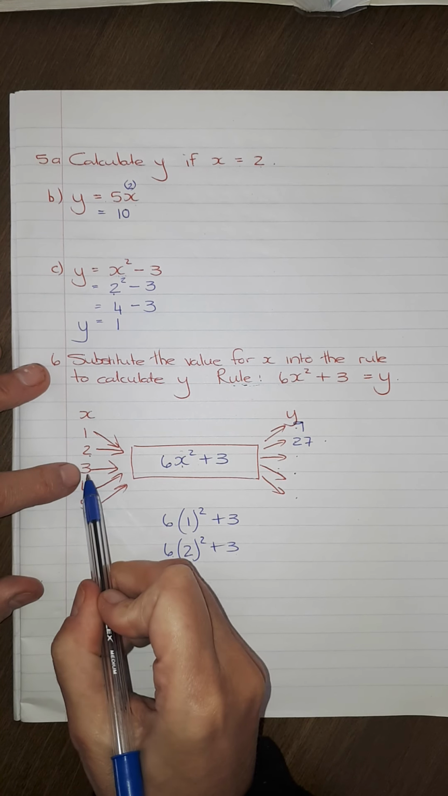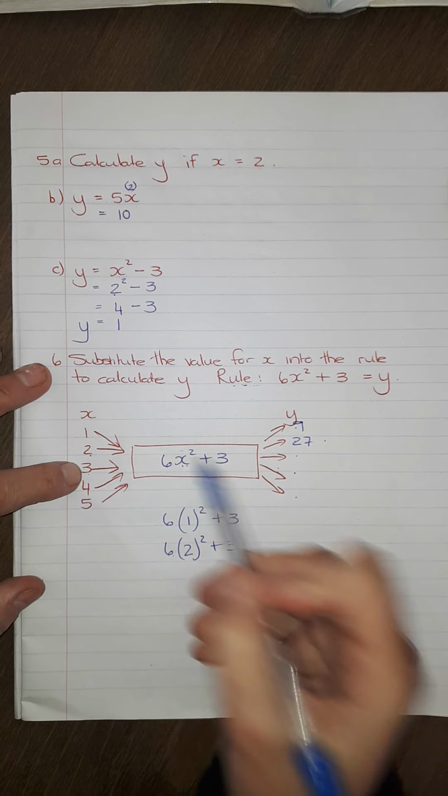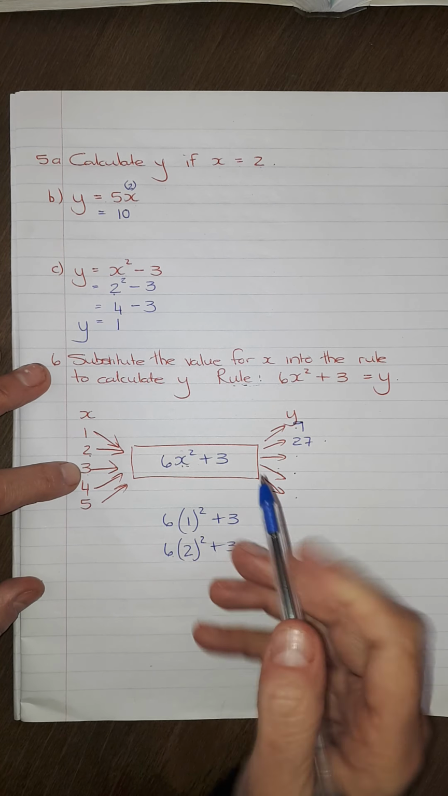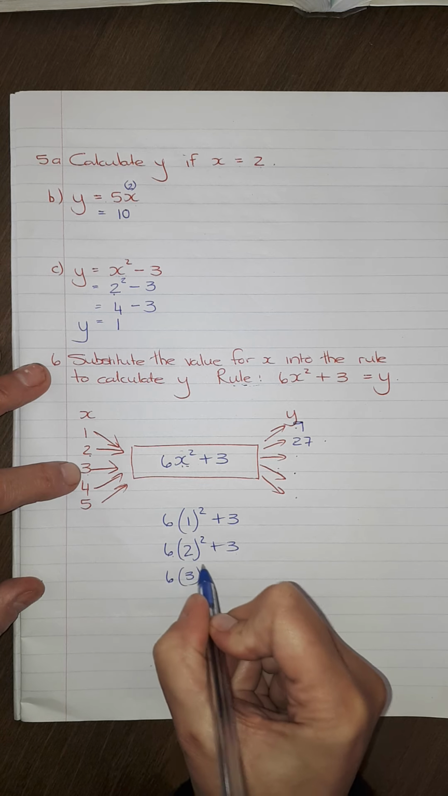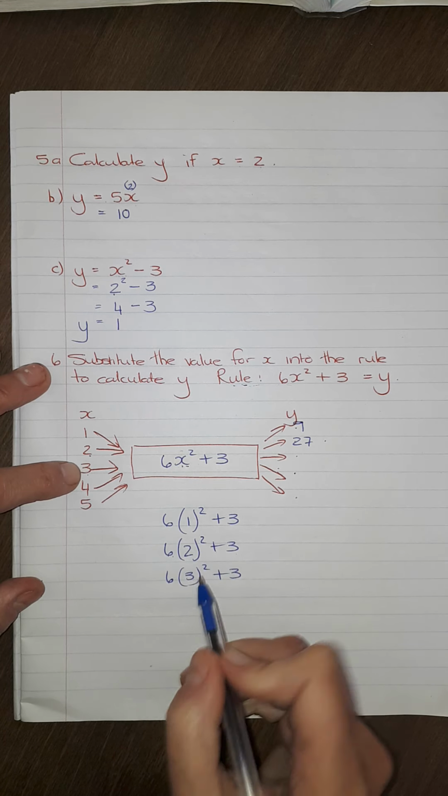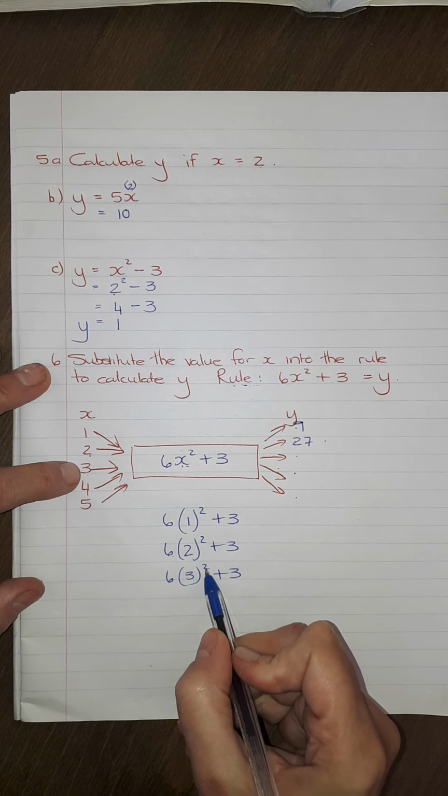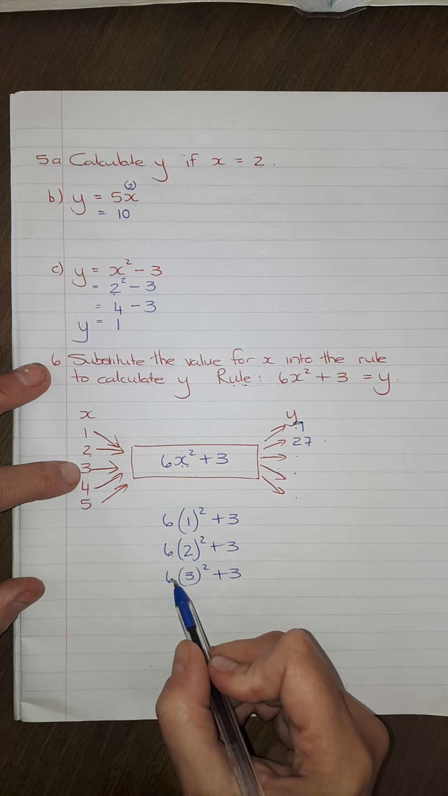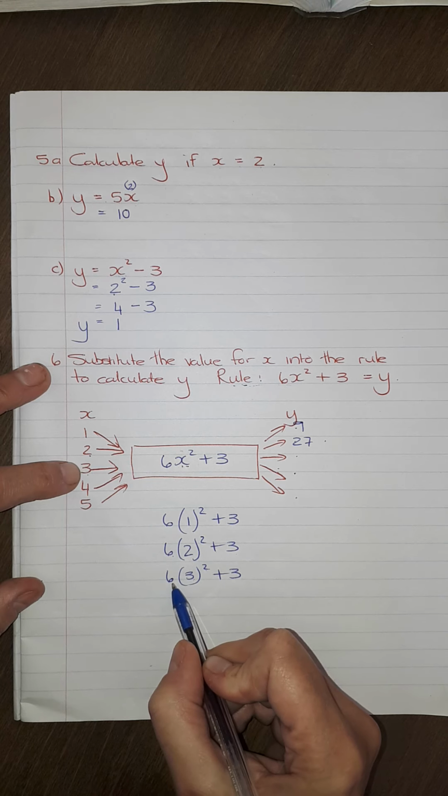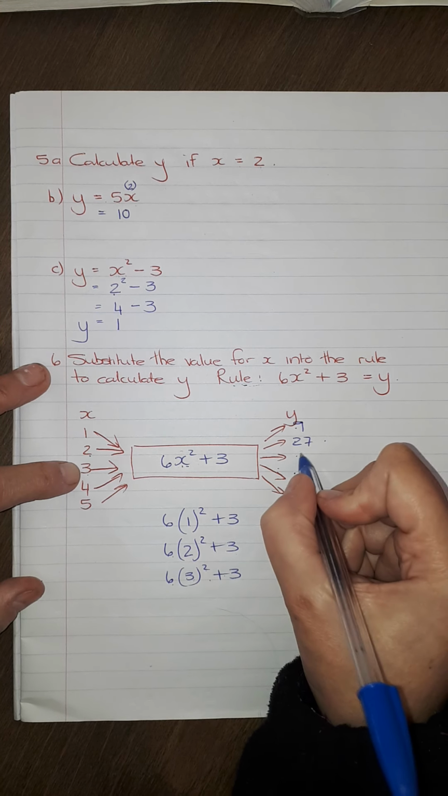Next one, 3. I take my 3, I substitute that into the value of the x. So I have 6, and I have a 3 to the power of 2 plus 3. Then I end up with 3 times 3, because that's what 3 to the power of 2 means. 3 times 3, 9, times 6, 54, plus 3, 57.